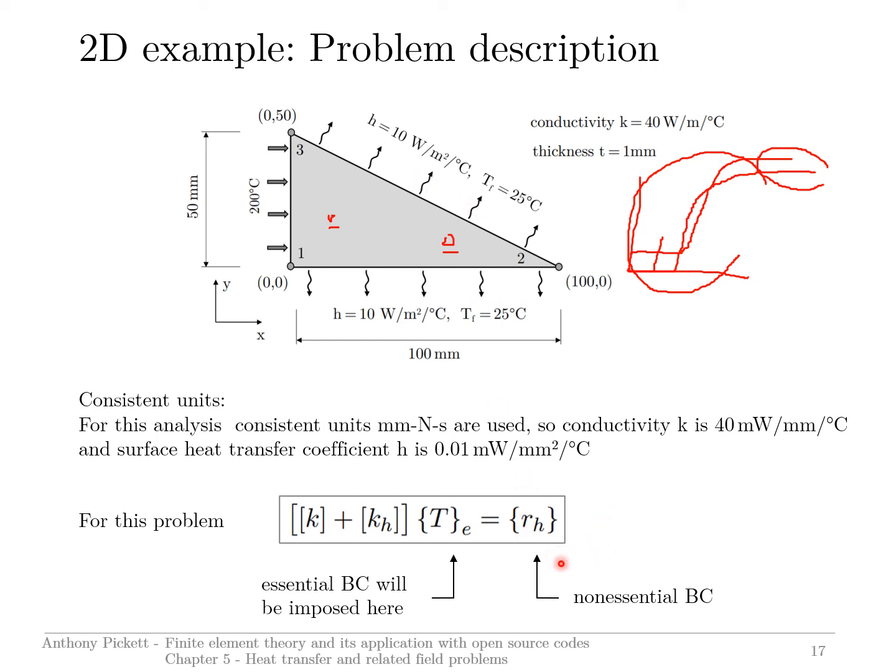This is non-essential boundary conditions. We will impose the essential boundary conditions in here, which will be 200 degrees C. We will do this later. And the solution of this will provide us with a steady state result for the final temperature distribution.